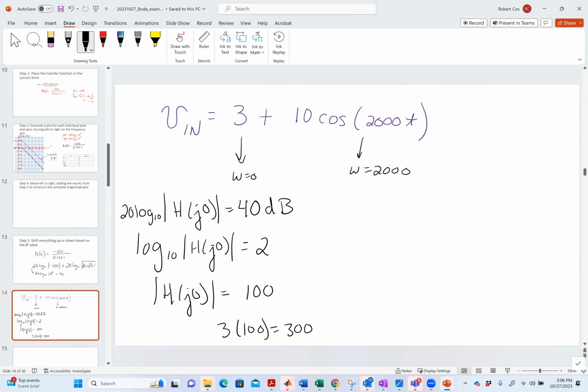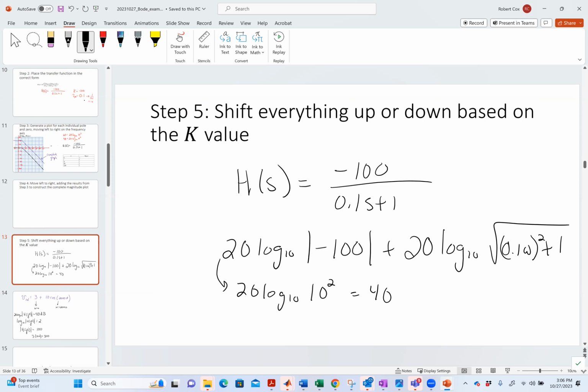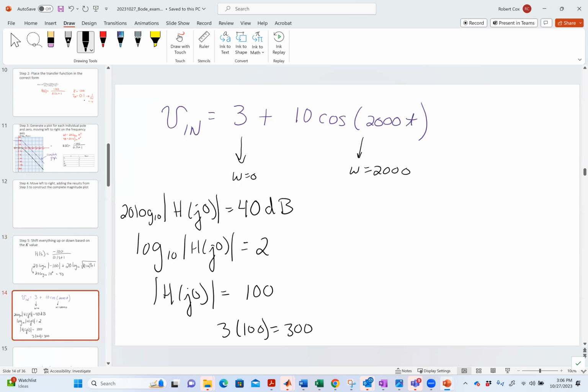Now, I could also see that by just looking at the transfer function. I could plug in S equal to 0, and I should get the same thing. If I plugged in S equal to 0, what would that equal? Negative 100. Well, wait a minute. I just said it was 100. Magnitude, right? So what it's saying is if I put 3 volts DC in, I would get negative 300 volts out. The magnitude of what I would get out would still be 300, but it has a phase shift of 180 degrees.